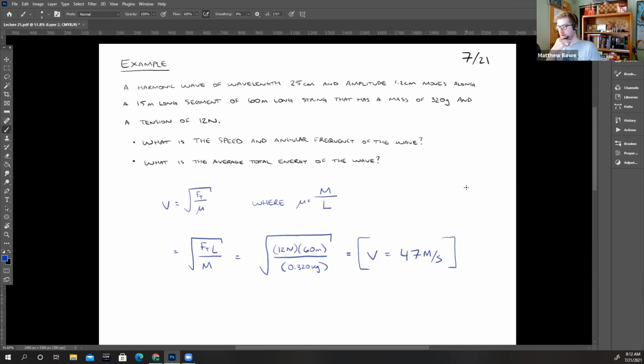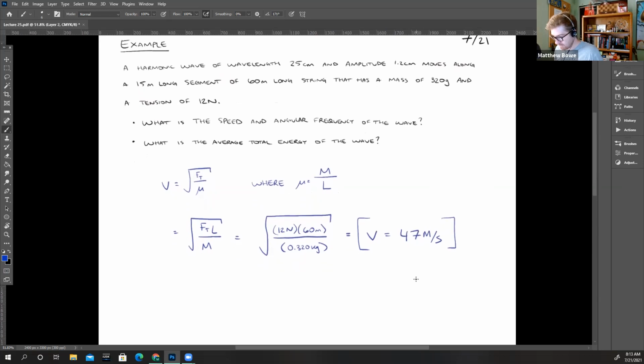Okay. What is the next part? What is the average total energy of the wave? This is from the last set of notes that I did. It was just the extra bit I tacked on near the bottom. We would just use the equation for energy. We're given the amplitude.